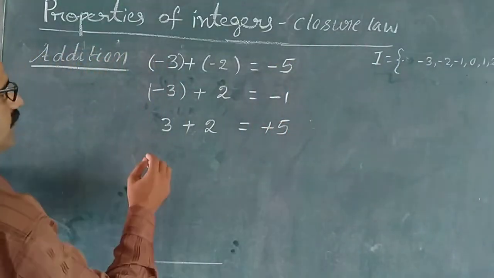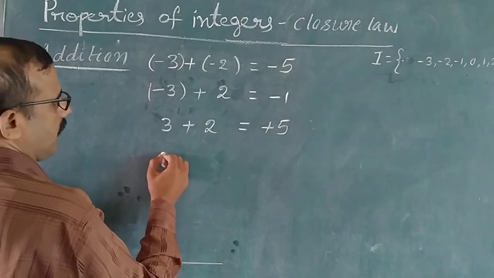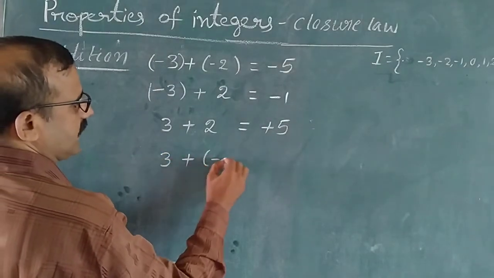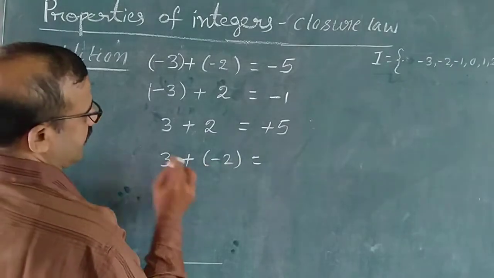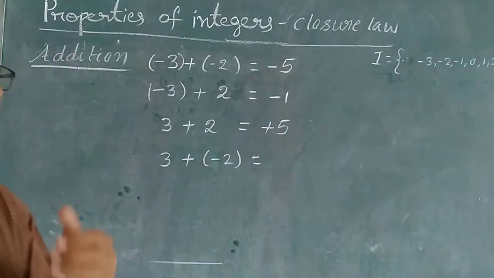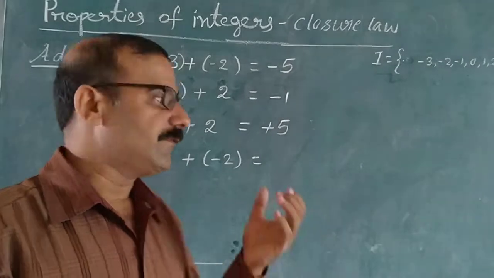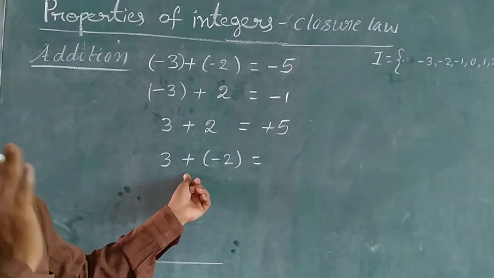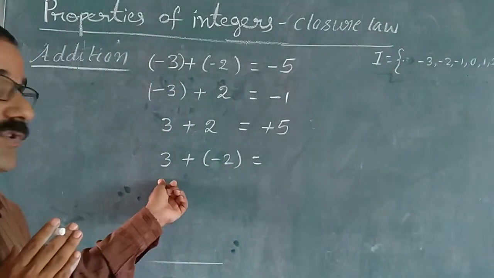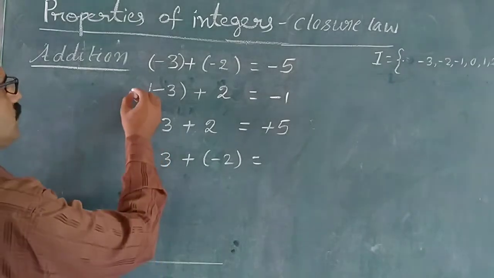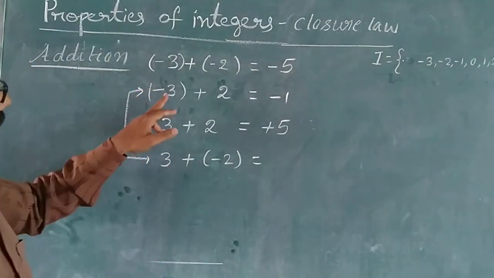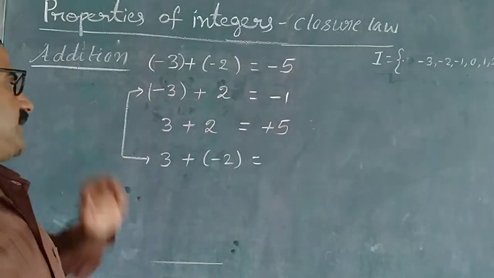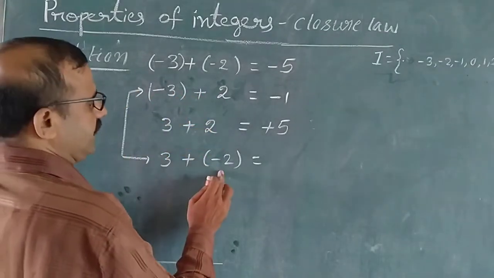Okay children, one more example: plus 3 and minus 2 addition, positive integer and negative integer. When one is positive and the other is negative, when we add, you have to subtract. Observe these two, children: negative integer plus positive integer addition, and positive integer plus negative integer addition.